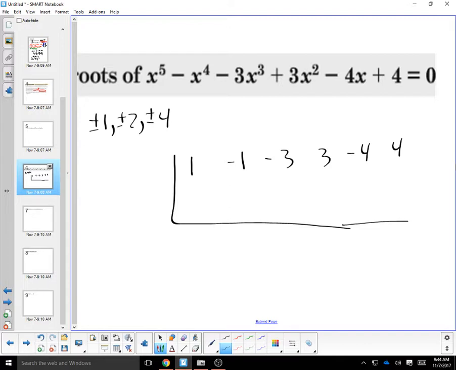Okay, here's my options. What do you guys want to try first? Negative 2. So it's 1, negative 2, negative 3, 6. 3, negative 6, negative 3, 6, 2, negative 4, 0. So there's one of them.